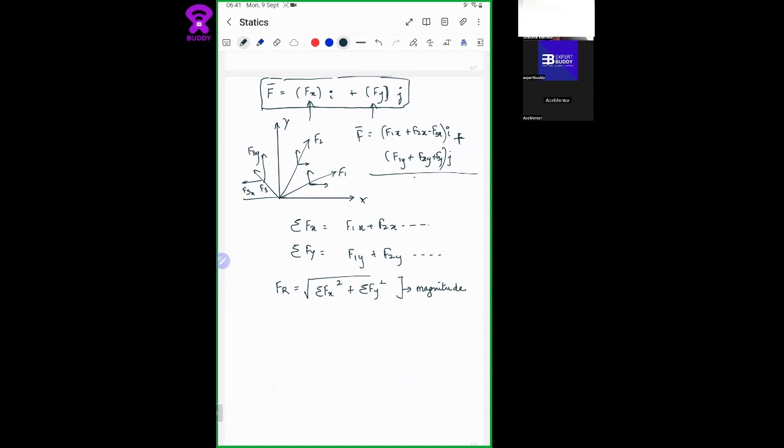This is the magnitude. Since there are so many forces, you cannot apply the triangle and parallelogram law. So what you're going to do is take the tangent of theta. What is theta here? Theta will be the angle between the x and the y component.